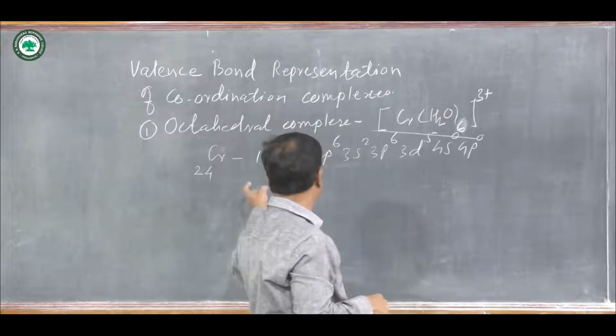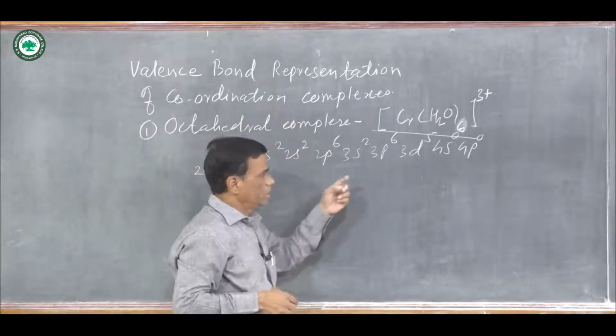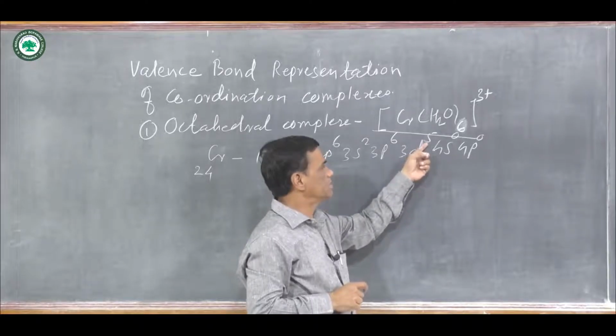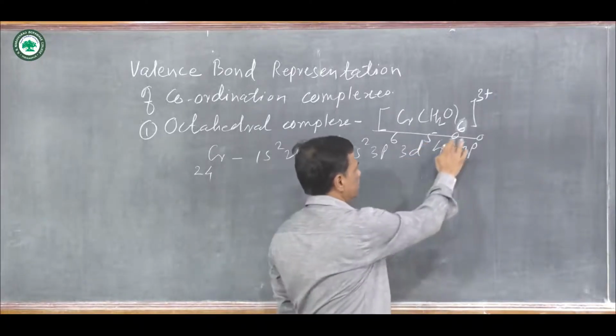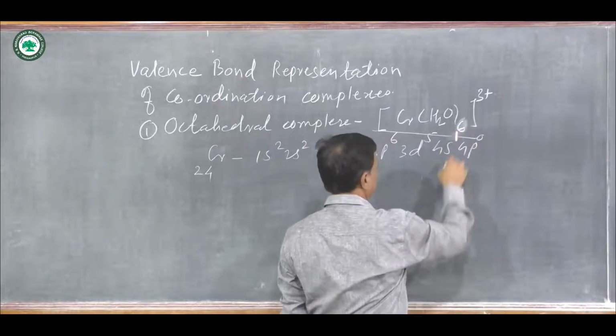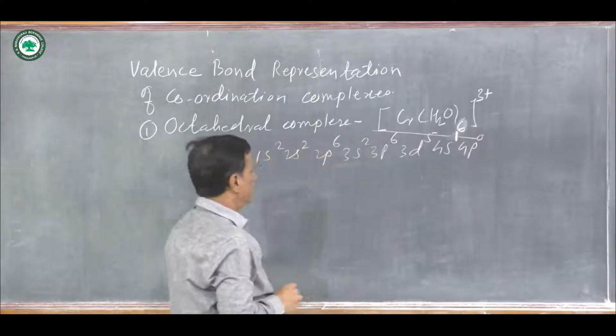Chromium has atomic number 24. There is some exception: 5 electrons are in 3d, and in 4s a single electron is present in chromium.